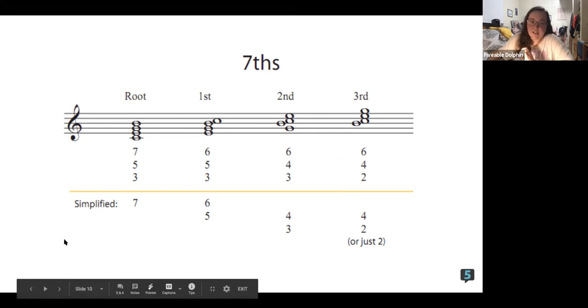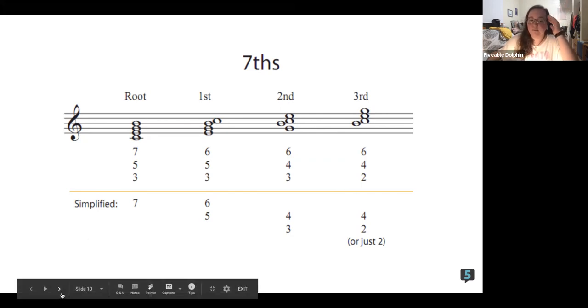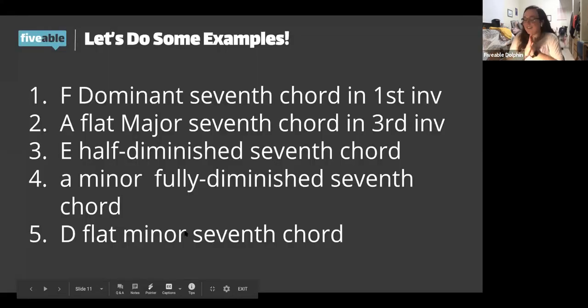And there is no such thing as a third inversion triad. Remember that, because there's only 3 notes there, 4 notes here. Any questions about inversions? No? Okay. Let's get on to some fun stuff.